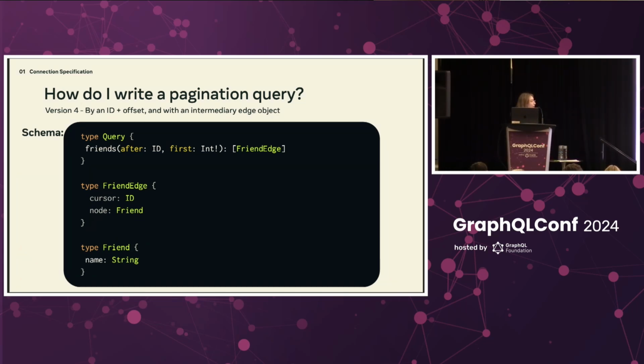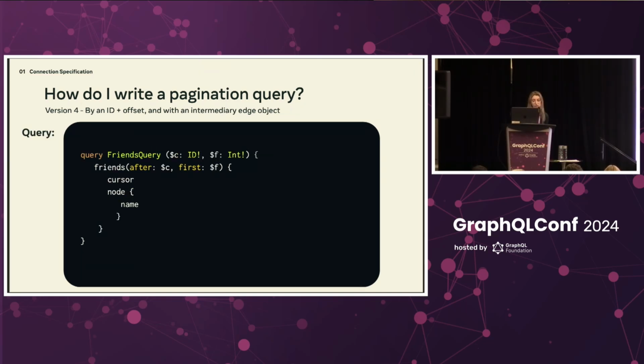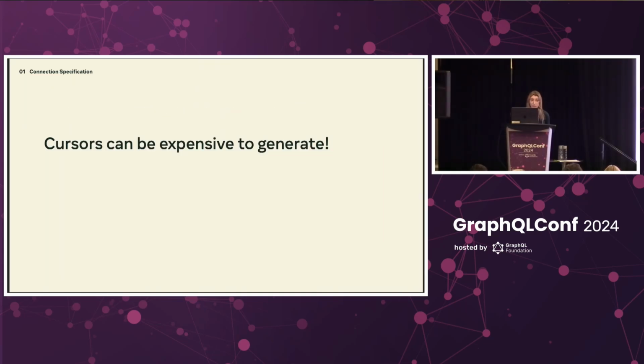Perfect. Now I have a pagination model where, as I query, all I have to do is just check for that cursor, grab the node, and grab the data on my friend I want. Perfect. Except what if I'm really, really, really popular, and I have lots and lots and lots of friends? These cursors start to get really expensive to generate.